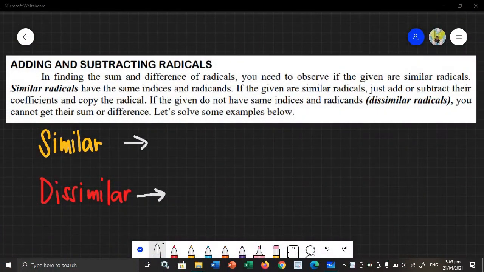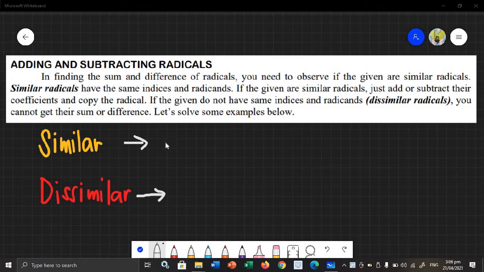Hi, for this video, we will be talking about addition and subtraction of radicals. So in finding the sum and difference of radicals, you need to observe if the given are similar radicals. Similar radicals should have the same indices and radicands.